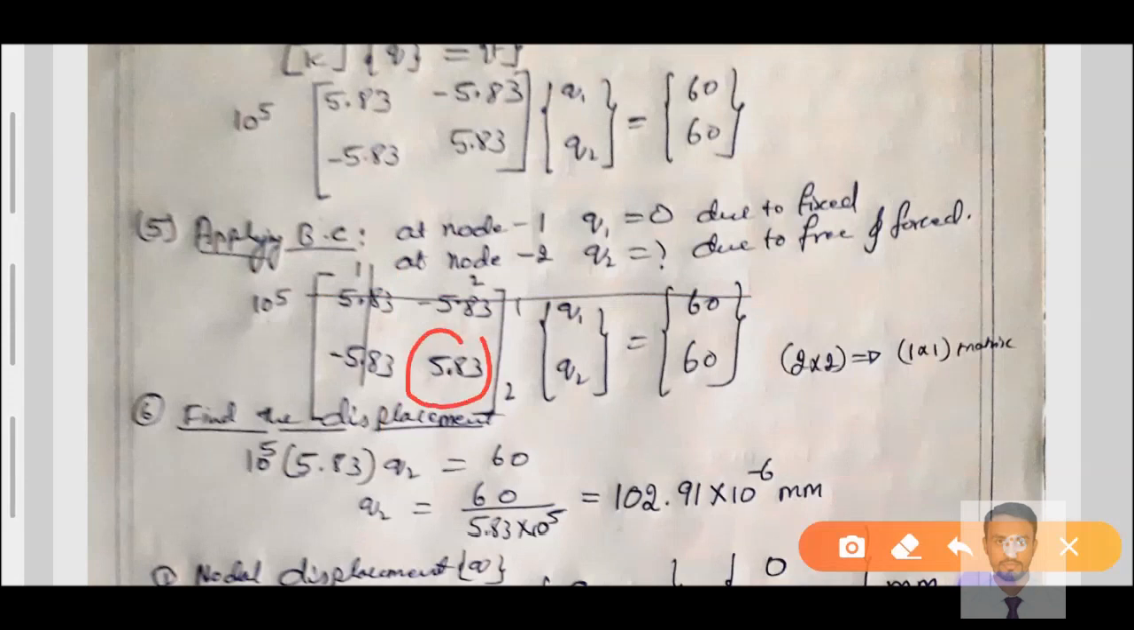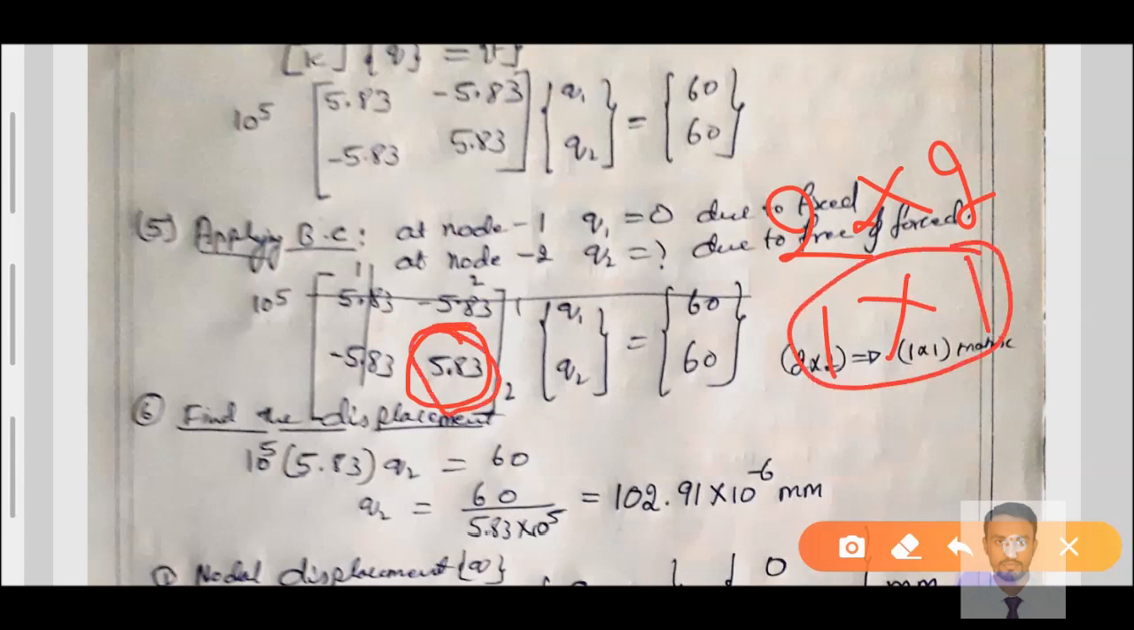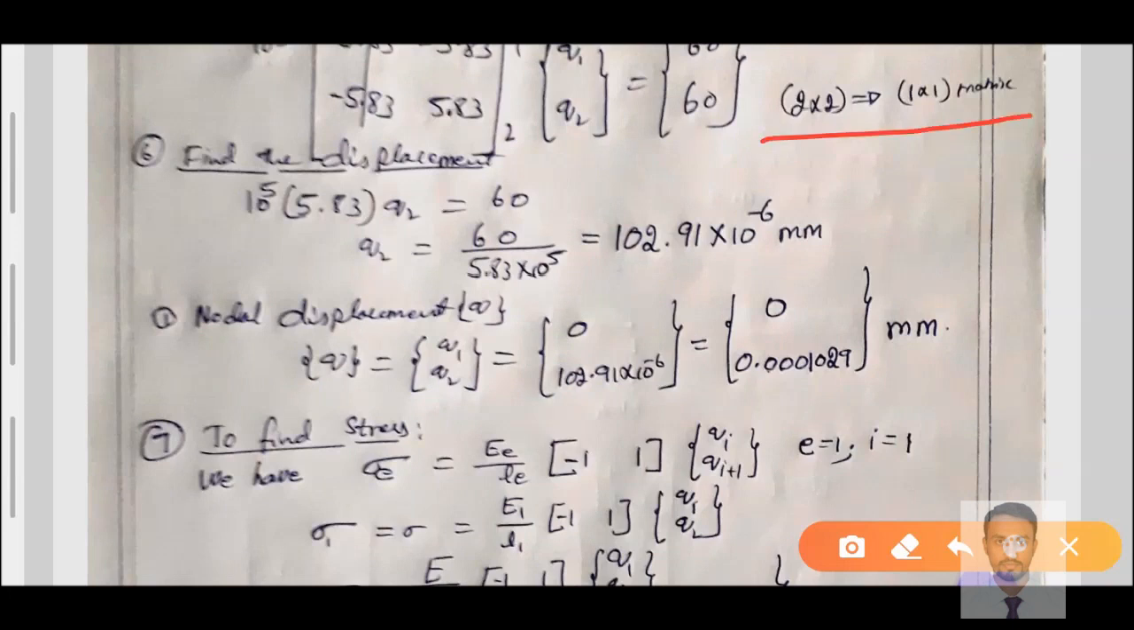After eliminating, we have 5.83. The 2 cross 2 matrix becomes a 1 cross 1 matrix. Over here, this one into q2 equals 60 into 10 to the power of 5. Then 10 to the power of 5 we have taken common here. 5.83 into q2 equals 60. Then q2 equals 60 divided by this value, which we got as 102.91 into 10 to the power of 6 millimeter.